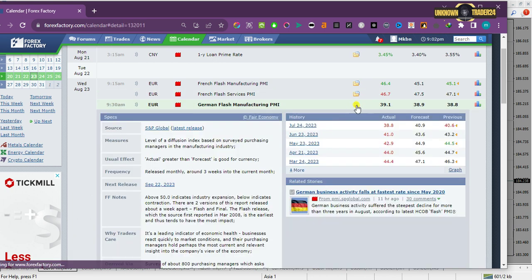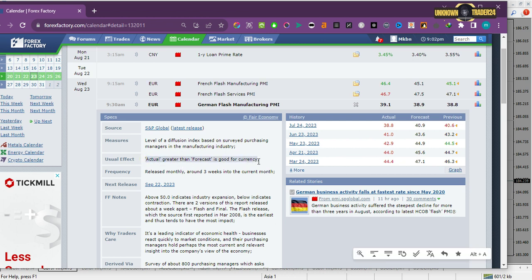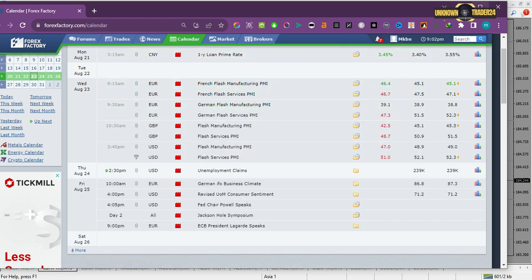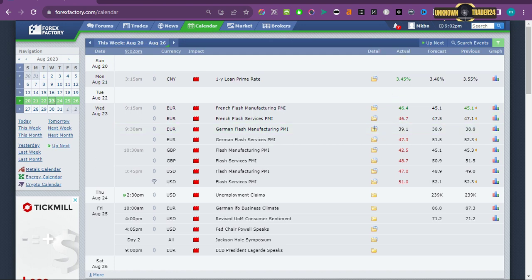You just click this thing that looks like a folder, and you just read: actual greater than forecast is good for currency. That's all you need to know. If the actual results that we are waiting for are greater than the forecast, then the currency will strengthen. But if they are negative, then the currency will fall. So basically that's what happens. You don't need to know all the fundamentals.